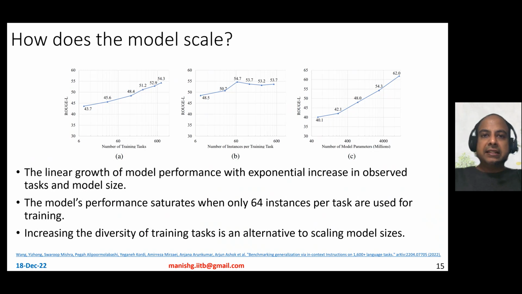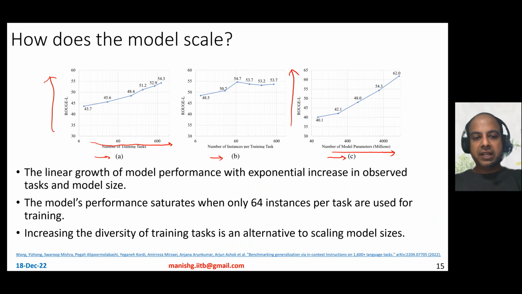Now, how does the model scale? Well, they try to look at scaling from three perspectives: number of training tasks, number of instances per training task, and number of model parameters. As you see, as the number of training tasks increases logarithmically, there's a linear increase in the accuracy. Similarly, as the number of model parameters increases logarithmically, there is a linear increase in accuracy, right? Which is positive. The model performance sort of saturates when the number of instances per task is about 64, right? And it does not really increase even if you increase the number of instances beyond that.